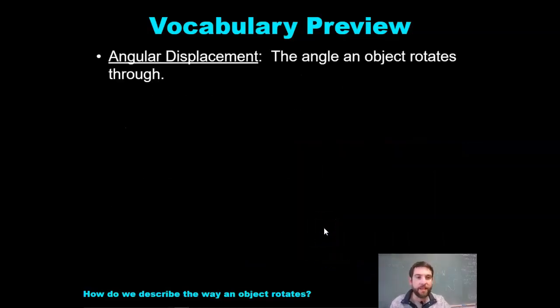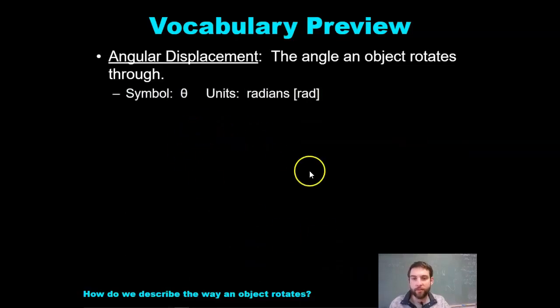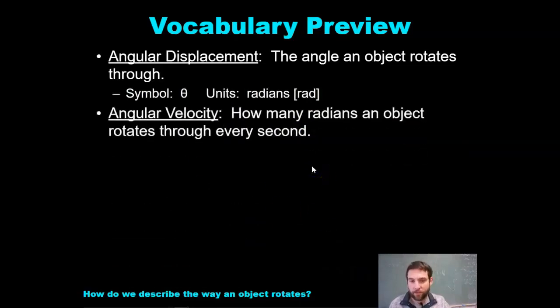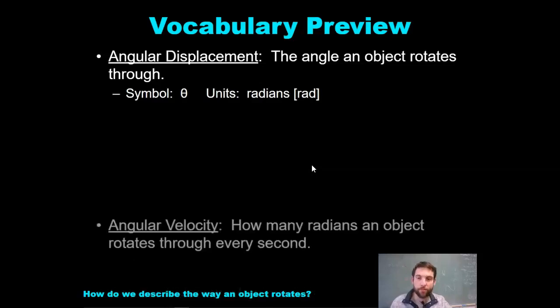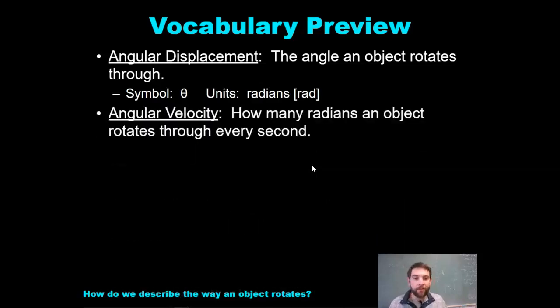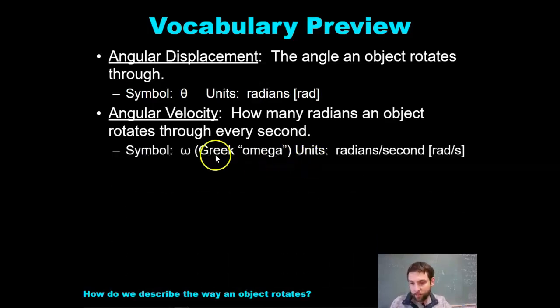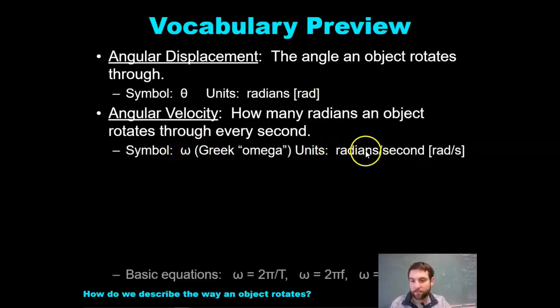Angular displacement is the angle an object rotates through. The symbol is theta. The unit is radians, or rad. Remember what radians are, and remember that rad is not exactly a unit, but more of a placeholder. Angular velocity is how many radians an object rotates through every second. The symbol we use for this is omega. The units are radians per second, or rad/s.